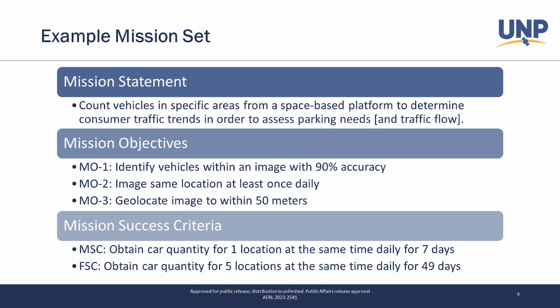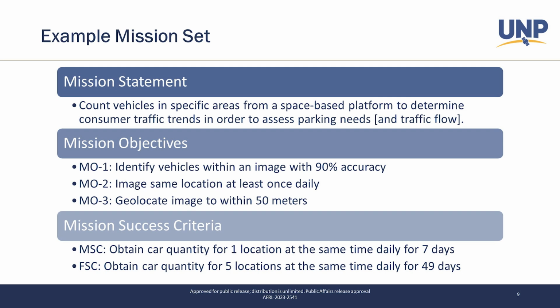We could talk literally all day about how good or not good these statement objectives and success criteria are. For the sake of this, we're just going to take these at face value and make some assumptions about what the stakeholders meant. So for our objectives, we want to identify vehicles within an image with 90% accuracy. We want to image the same location at least once daily, and we want to geolocate images to within 50 meters. So ultimately, our objectives support the idea that we want to understand traffic trends.